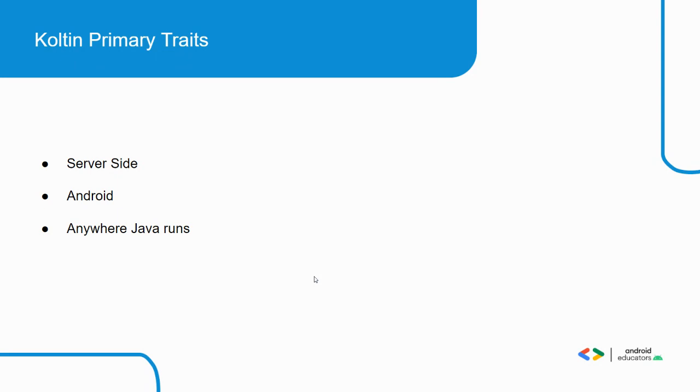Majority of Kotlin will be used anywhere where Java is used, right? It's server side, it's Android. Now Android, since it's an official language, most of the applications already migrated their code from Java to Kotlin. So yeah, I think most of the applications now start building in Kotlin itself.